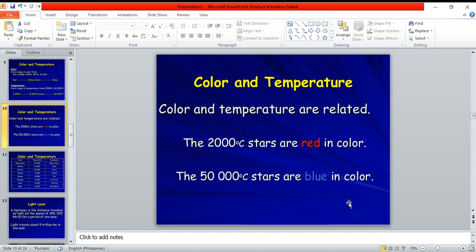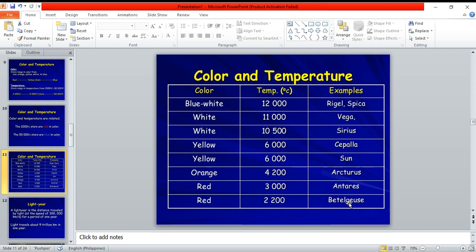When the temperature is 2000 degrees Celsius, the color of the star is red. When it is 50,000 degrees Celsius, the color is blue. In this column, you can see the different color and temperature of each star. There are also examples and names of the stars.